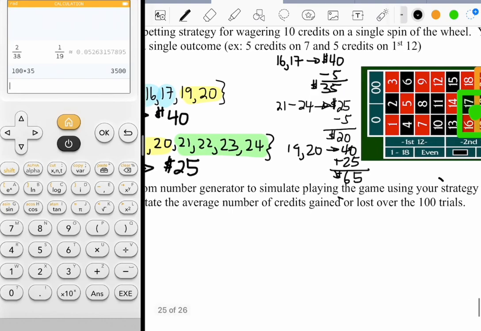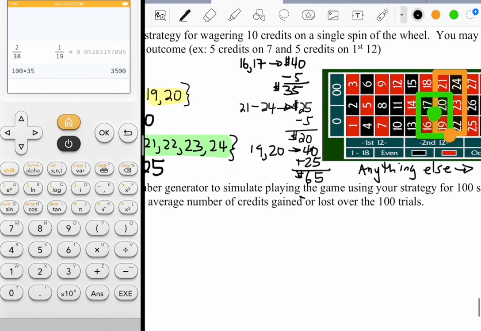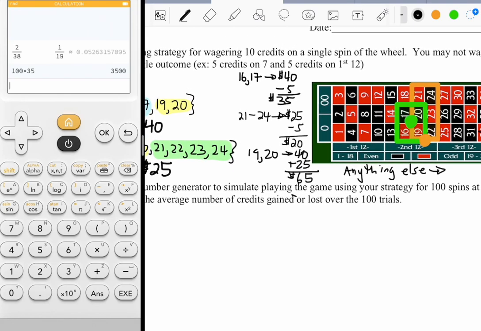So anything else, really stray marks here. If anything else comes in, it means I lost. So I'm minus $10.